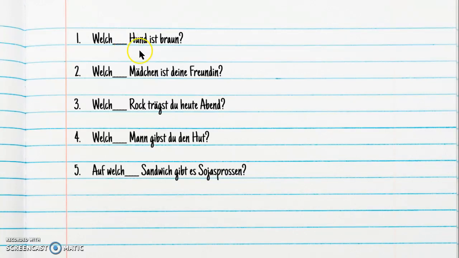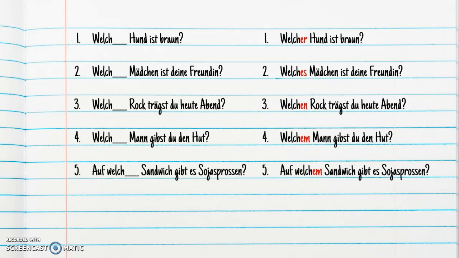Try the next four on your own. I'll give about 10 seconds before I change the slide. So if you want to try these, make sure that you pause the video now. Okay, so like we said, number one should be welcher Hund ist braun. We've already done that. So looking at number two, we have welches Mädchen ist deine Freundin?